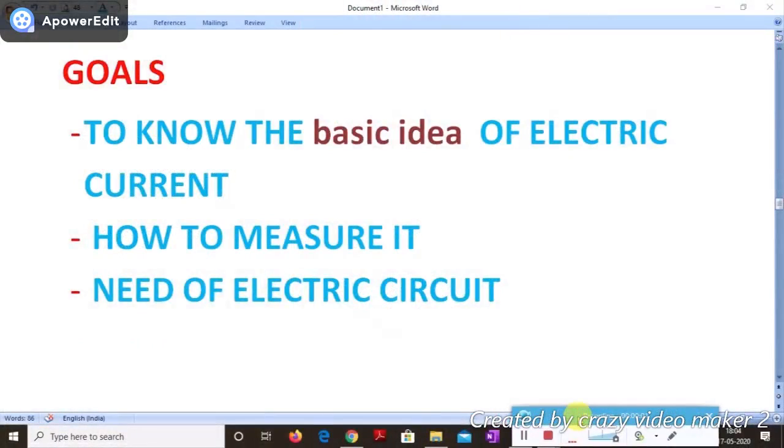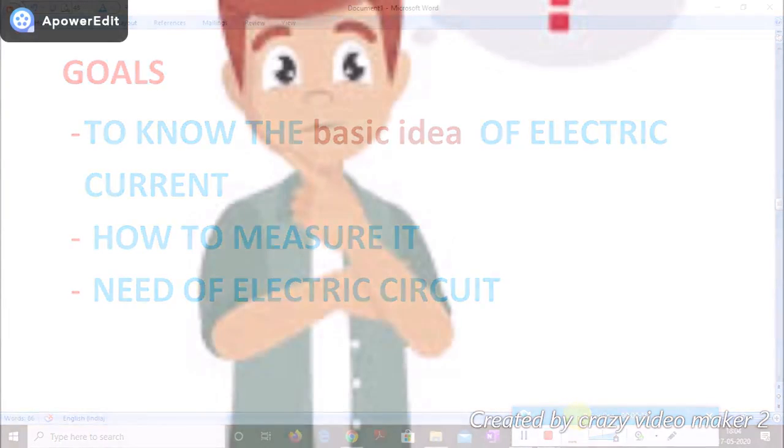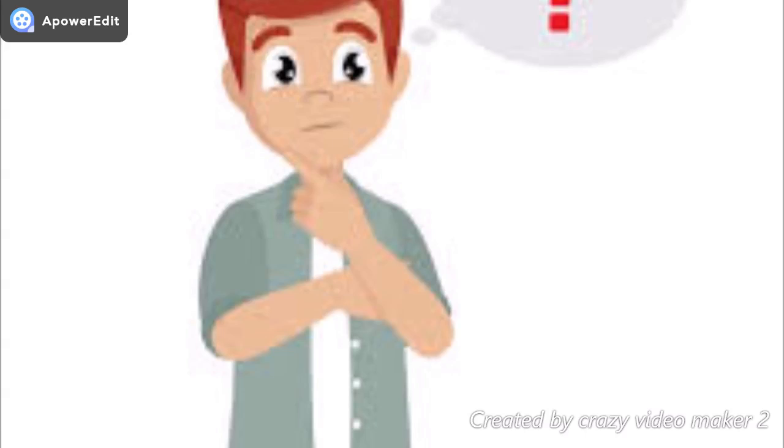The goals of this lesson are three. First, we will try to understand what is the basic idea behind electric current. Secondly, we will discuss why and how to measure it. And finally, we will discuss why we need an electric circuit. That's all. We proceed with very simple ideas and some basic questions that will motivate you to read, study, and gain knowledge of the current topic, electric current.